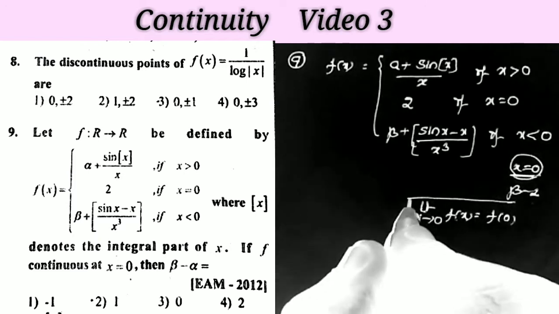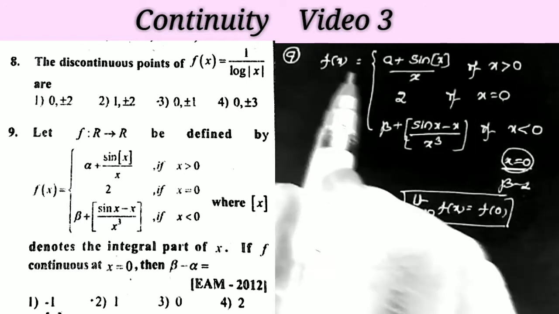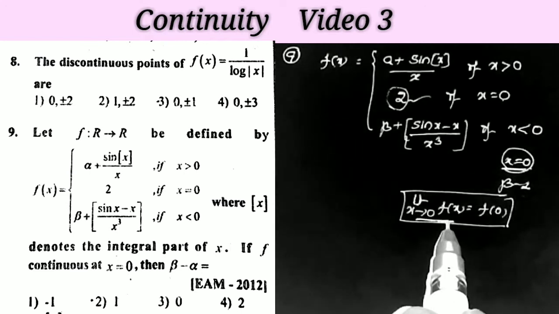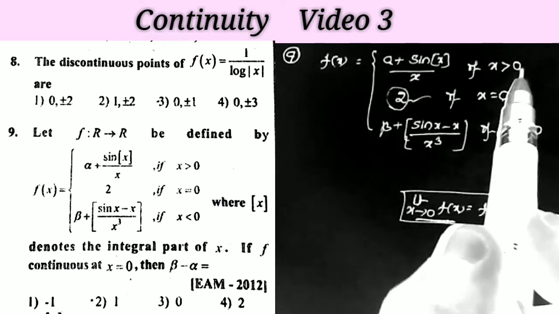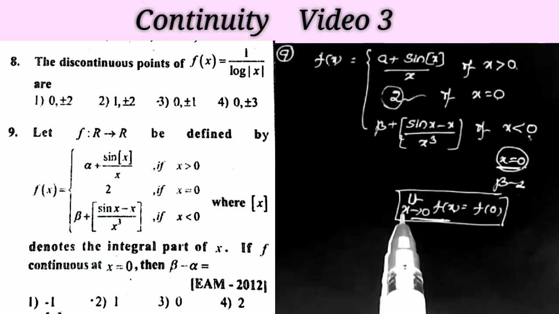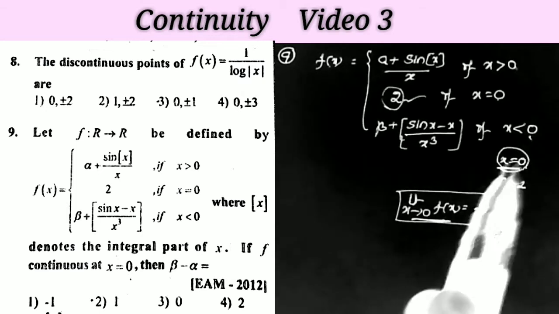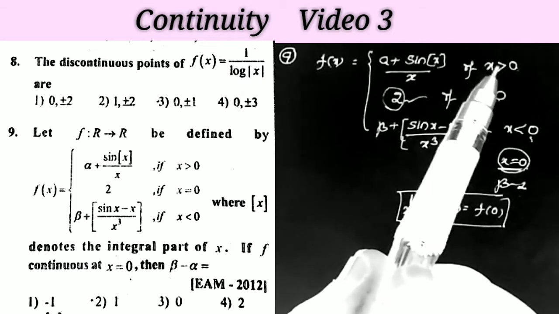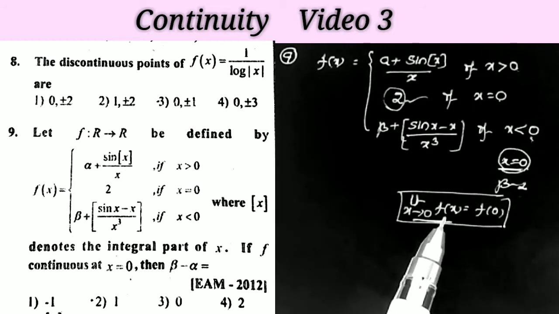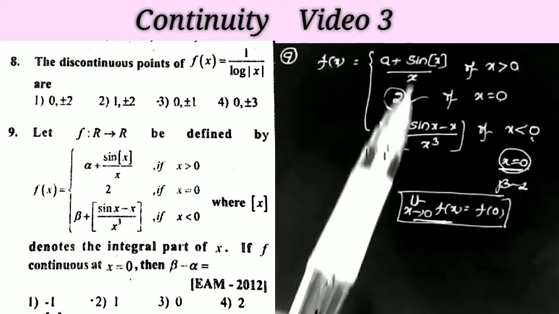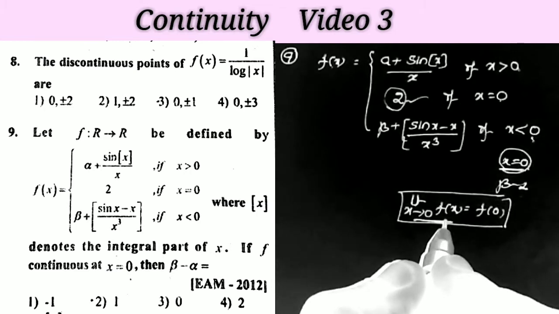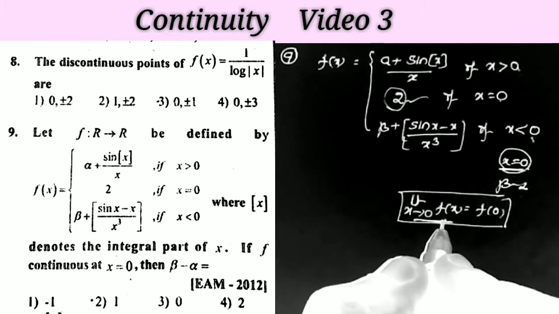Now, what is the value of f of 0? It is already given that f of 0 is equal to 2. Now, we want this limit value. But here, we have the conditions x less than 0 and x greater than 0. How to take the limit value here? When we have the condition x not equal to 0, we take the value as f of x. But here we have two functions with two conditions. In this case we have to take the left hand limit and right hand limit.